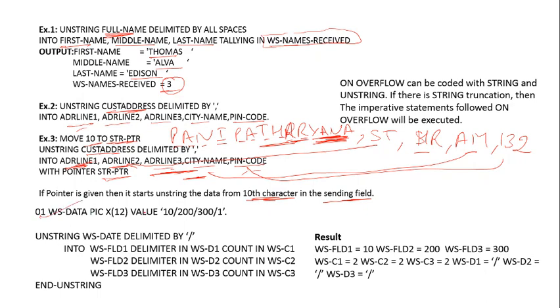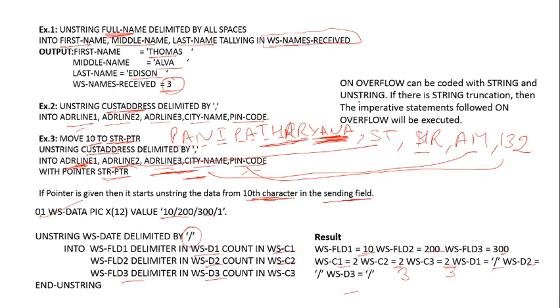And WS data, we have one example, move 10/200/300, and we are going to delimit it by slash. So WS-field-1, delimiter in WSD1, count in WSD2, and delimiter in this and this and this. So the fields will be 10, 200 and 300, and the counts will be 2, 3 and 3, I think, and there will be this comma.